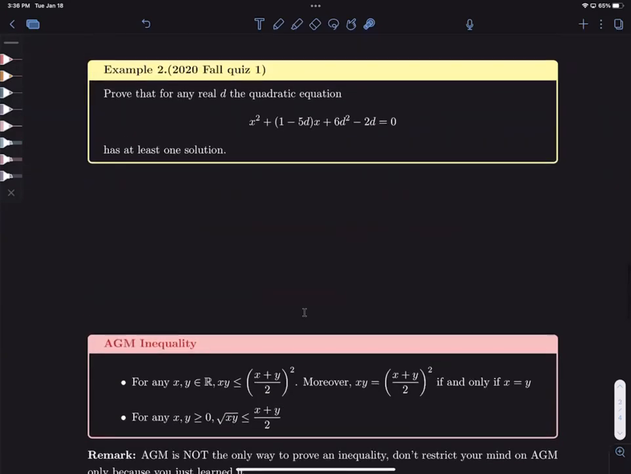Example 2 is a quiz question from last year. It asks you to prove that for any real d, where d is a constant, a real number, the quadratic equation has at least one solution. Okay, that's the question. Now I'll give you 3 minutes to think about it and try it, and after 3 minutes, we'll take it up.